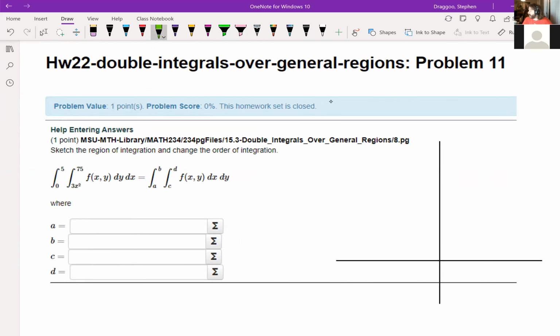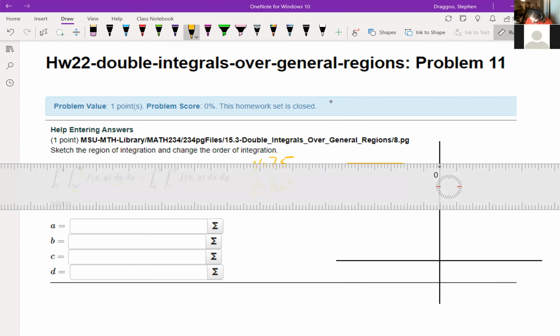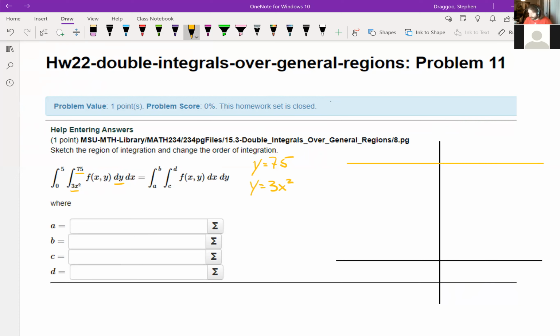And start looking at what we've got. This time we're doing a y integral first. So we should have two equations, y equals 75 and y equals 3x squared. So I'm going to start by graphing each of those pieces. The part on top being y equals 75. And on the bottom, we have a parabolic shape. So let's see if I can sketch that through.